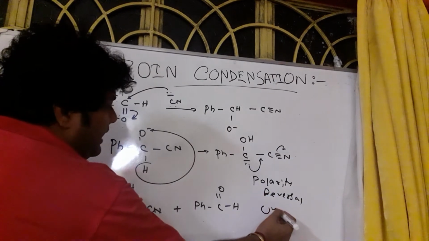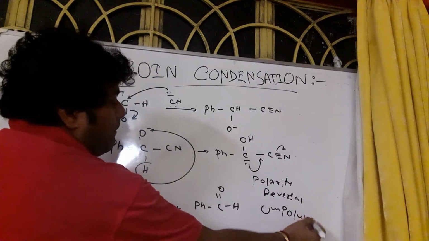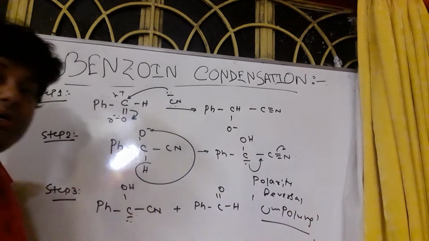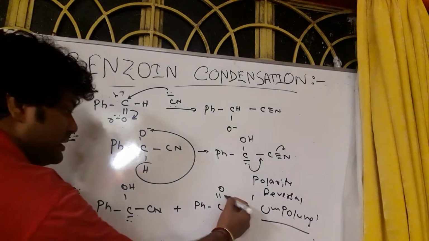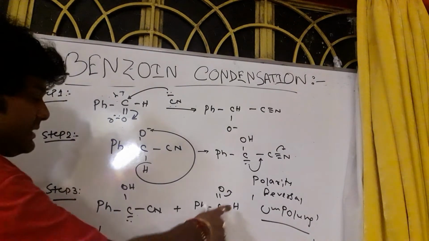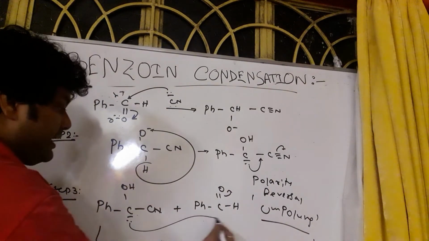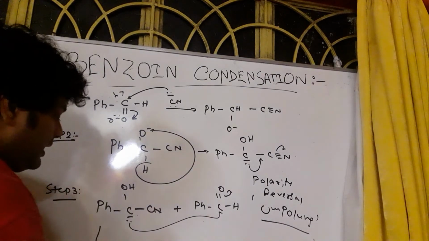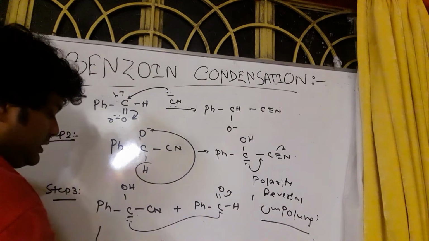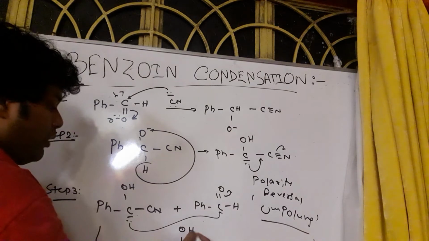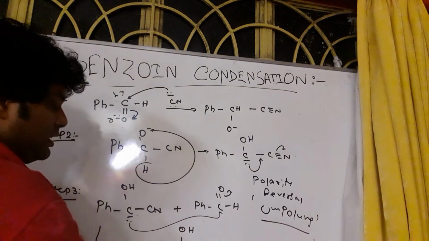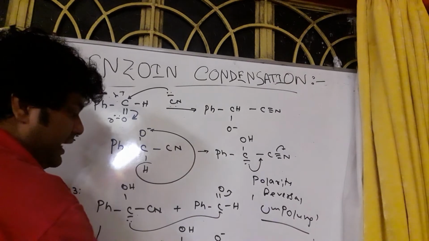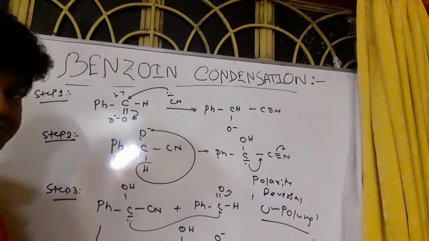This is also known as Umpolung. Umpolung is a German word which means polarity reversal. So after this it will again make a polarity like this. So C will get a plus charge. So this minus will come and attack here. It is going to give you Ph, C, OH here, CN here. This C is now connected with this C, giving you O minus, H, and then Ph.